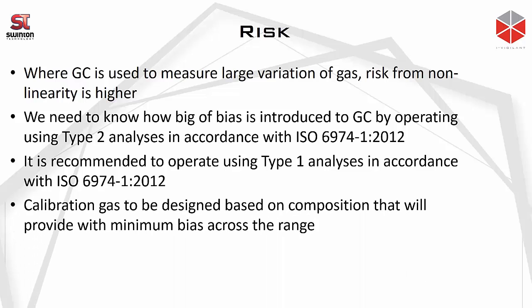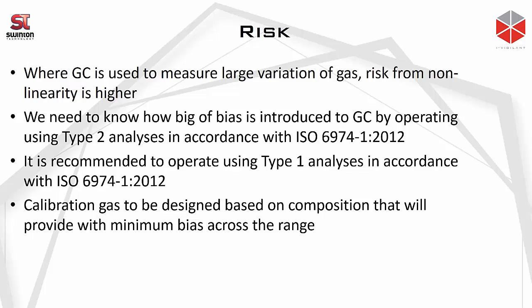Calibration gas is then to be designed based on the composition that will provide minimum bias across the range, as we've shown you before on the charts in the simulation. When we have a range between 60 to 90%, and a calibration gas at 85%, when we operate at 60%, we have a bias that goes up to more than 0.1 megajoules per centimeter cube.